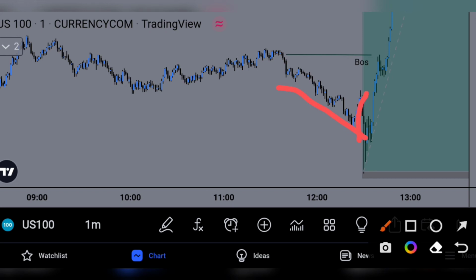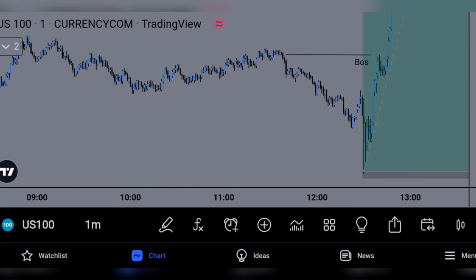Then price starts to take the liquidity that's actually been built here, then rejects down to take out all the liquidity lower, because many people that will be buying will be adding their stop loss over here. So once price wiped out the stop losses, then price started rallying to the upside.